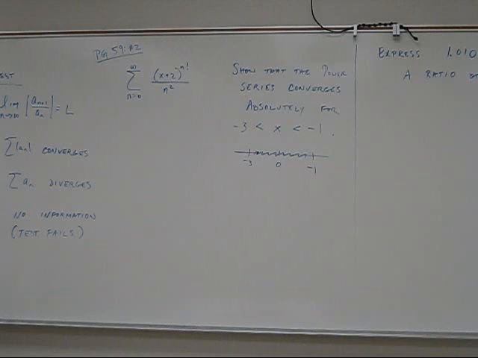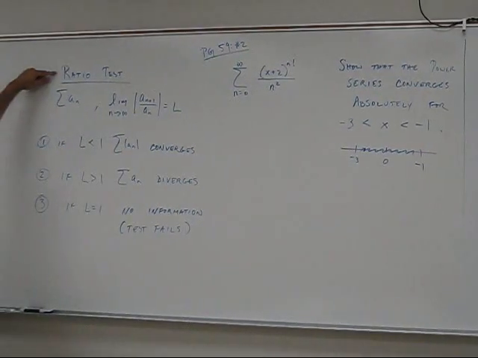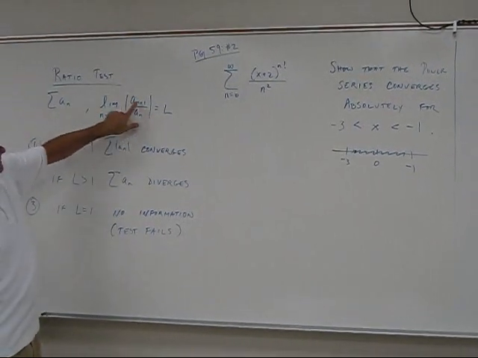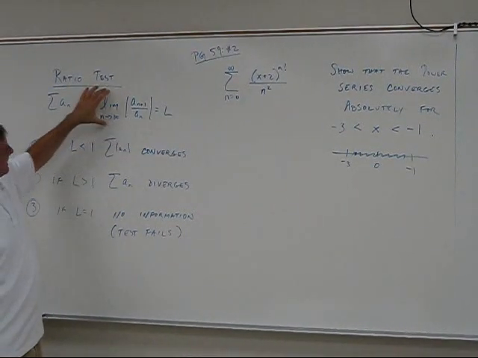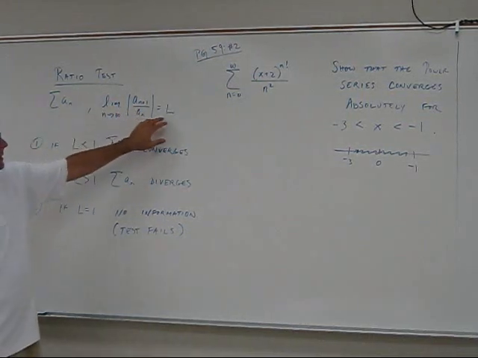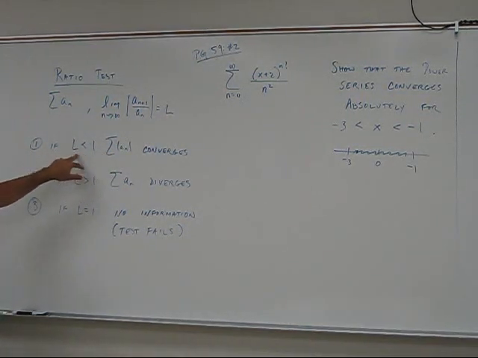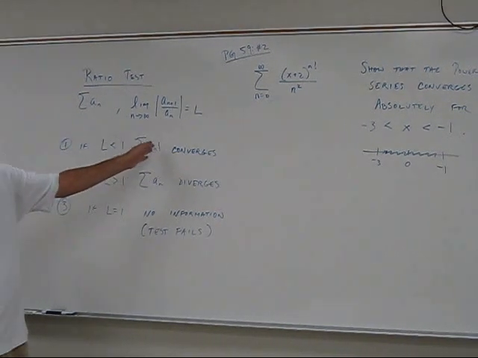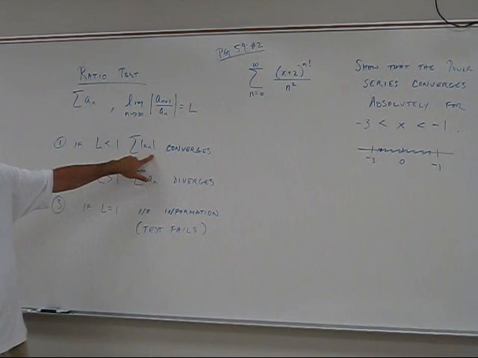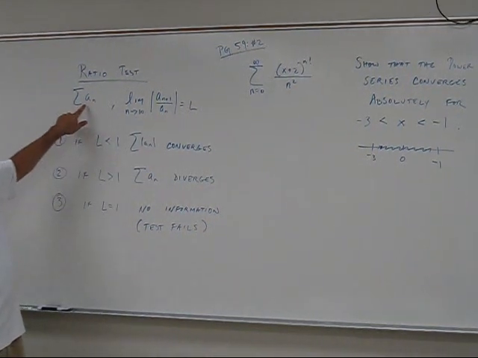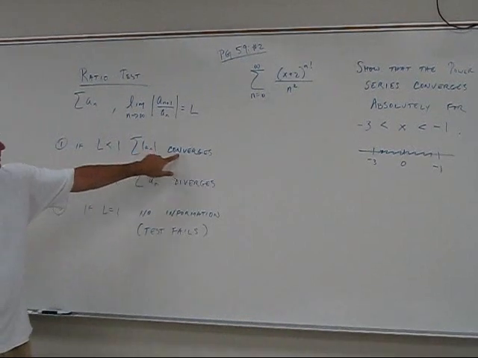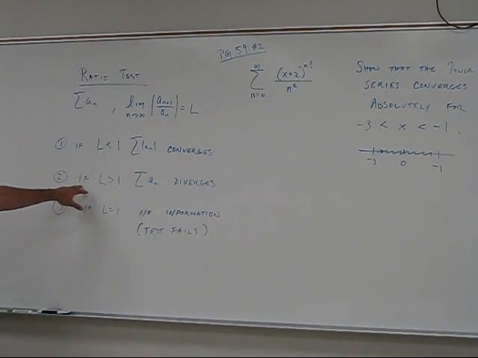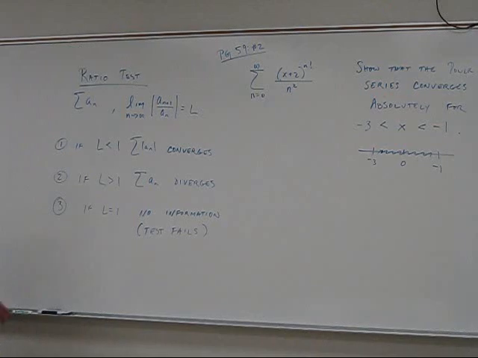So to achieve this, we're going to take the ratio of consecutive terms. So this is the ratio test. I take the ratio of consecutive terms, the absolute value of it, and I take the limit. And I find out what that limit is. If that limit is less than 1, then the series converges absolutely. So that's why I have these absolute values here. This is what it means for the series to converge absolutely. It means the absolute value of the individual terms converges. If L is greater than 1, then the series diverges, and if L equals 1, then we get no information.